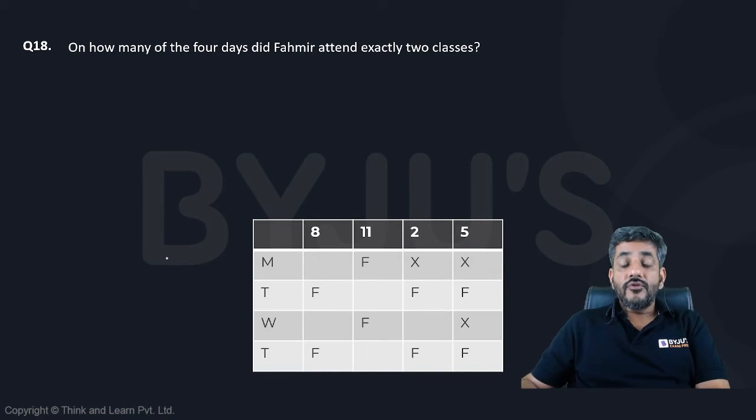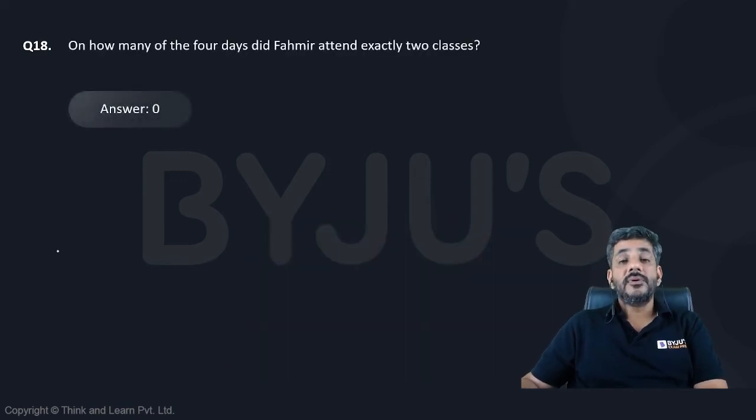On how many of the 4 days did Fahmir attend exactly 2 classes? So on Monday he attended 1 class, on Tuesday he attended 3, on Wednesday he attended 1, on Thursday he attended 3. So there are no days at which he would have attended exactly 2 classes. So the answer should be 0. There are 0 days at which he attended exactly 2 classes.